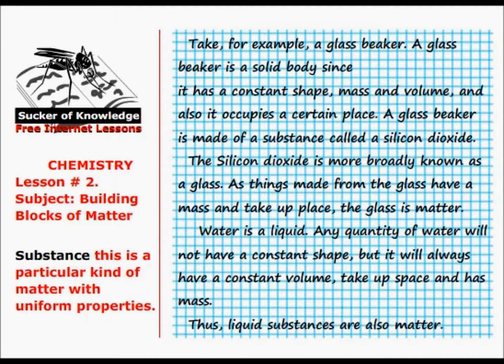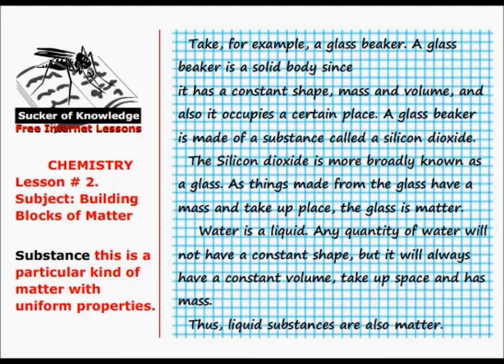Take, for example, a glass beaker. The glass beaker is a solid body since it has a constant shape, mass and volume, and also it occupies a certain place. The glass beaker is made of a substance called silicon dioxide. The silicon dioxide is more broadly known as glass. As things made from the glass have a mass and take up place, the glass is matter.